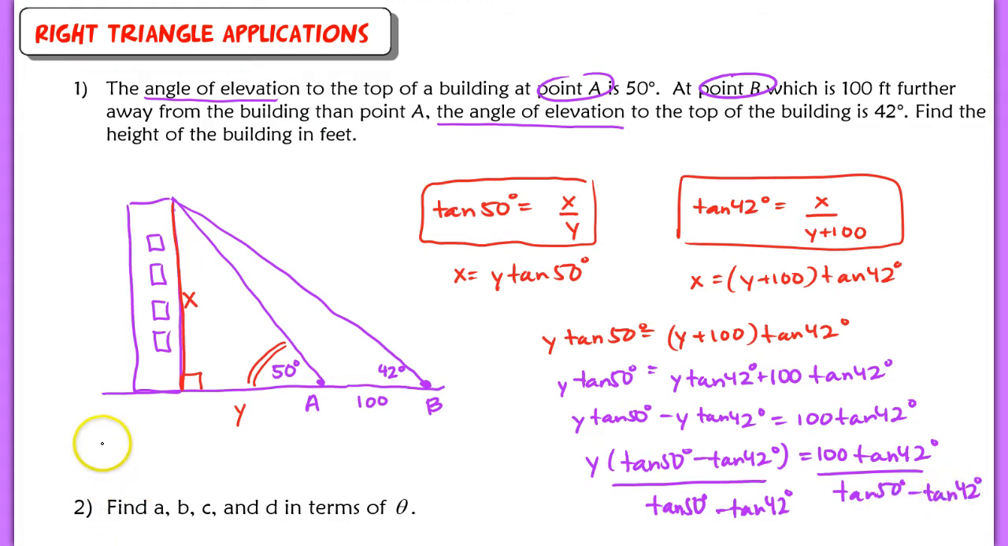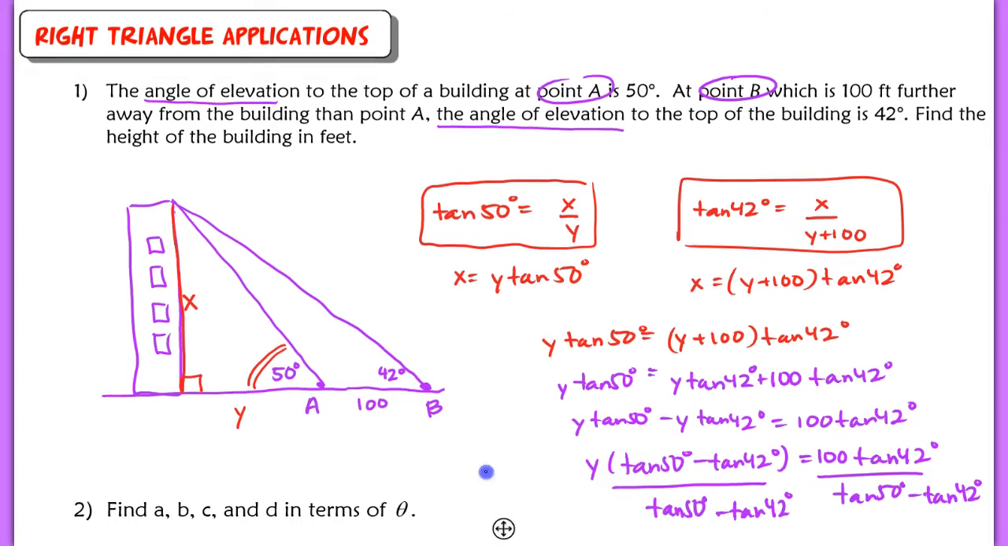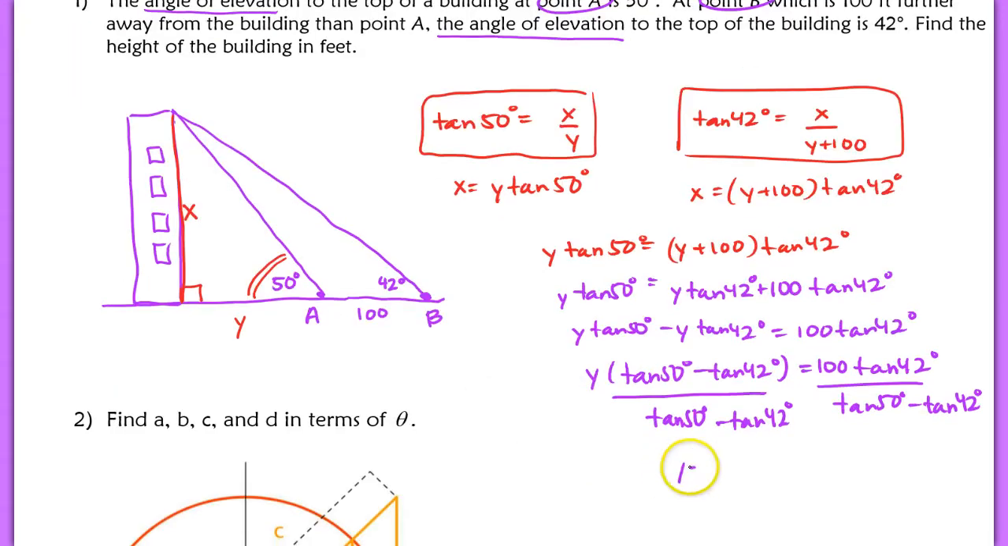And now I have an expression for y. So we have y equals 100 times the tangent of 42 degrees divided by the tangent of 50 degrees minus the tangent of 42 degrees.